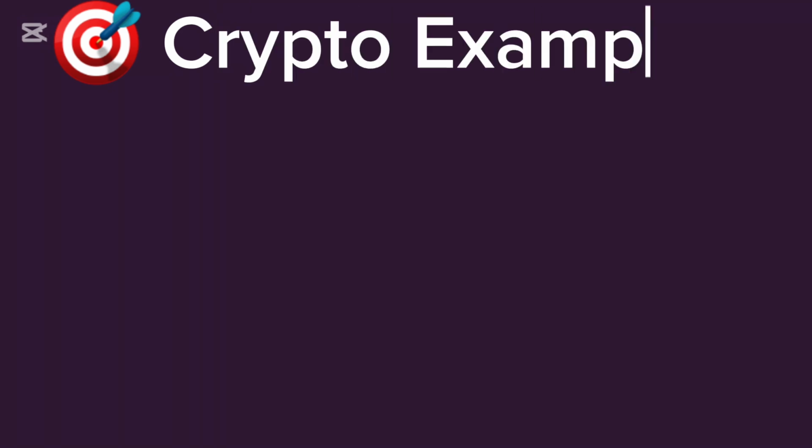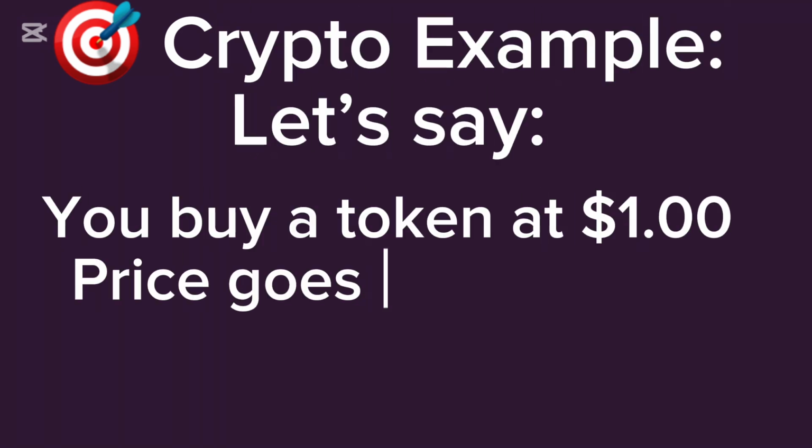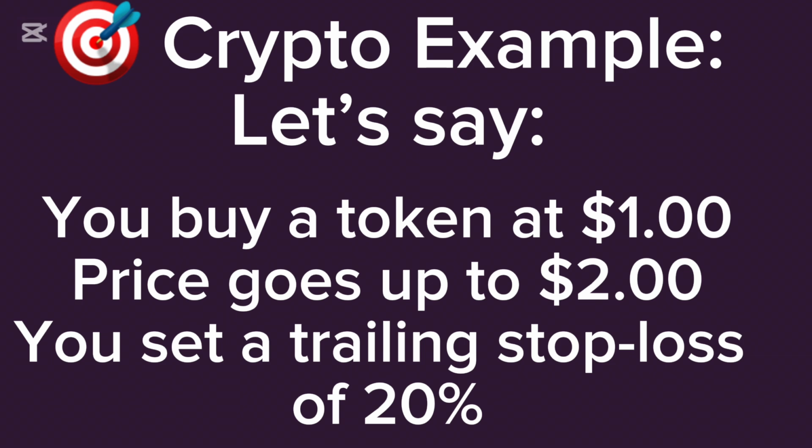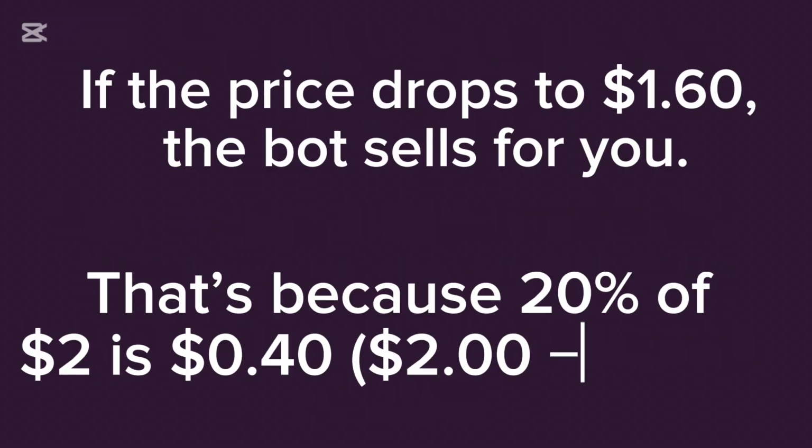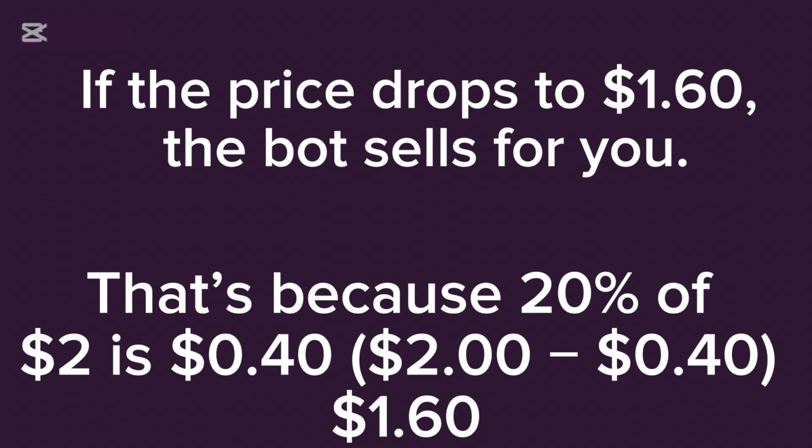Okay, now let me use a crypto example. Let's say you buy a token at $1 and the price goes up to $2. You set a trailing stop loss at 20%. That means if the coin is pumping and it starts falling, once it falls by about 20% from where it pumped to, you should cut off and sell. So if the price drops to $1.6, the bot sells for you.